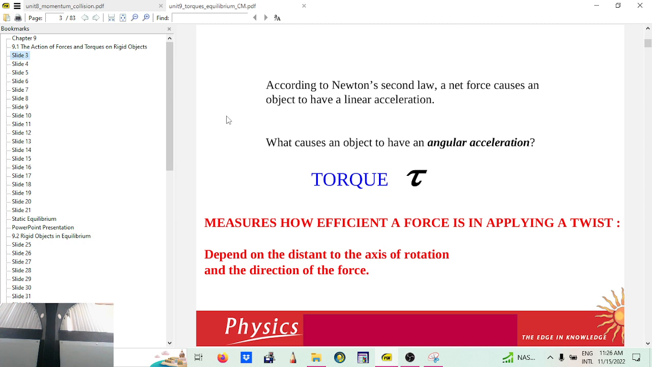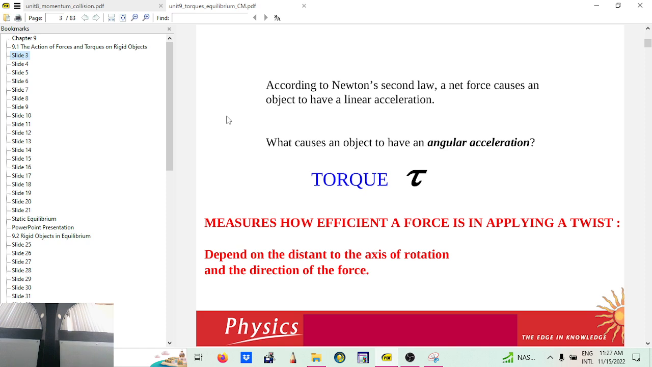Right? What else? If I pull here, is it helping? No. Not helping. So what is it? How can I be as efficient as possible? If you look at the orientation, I have to be perpendicular. Very good, perpendicular. So three things: force, distance, orientation.